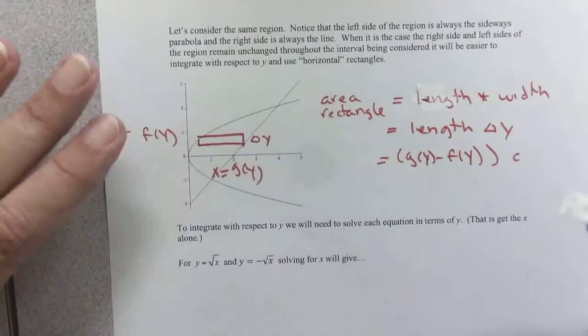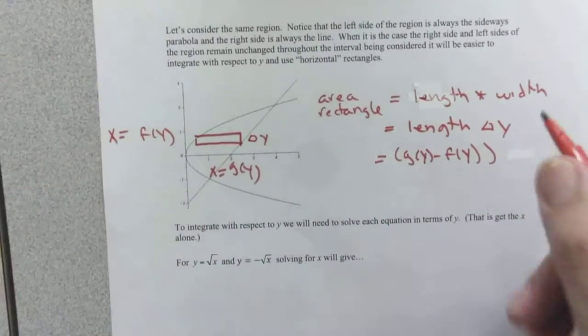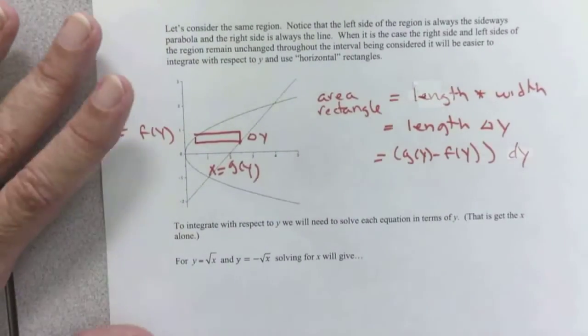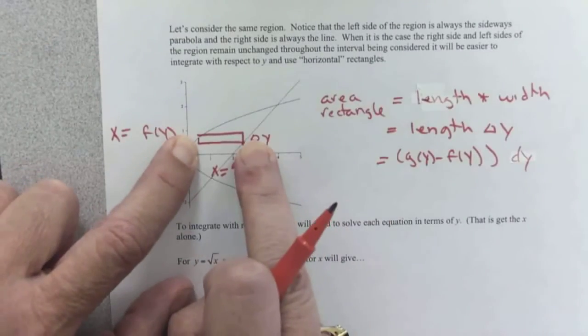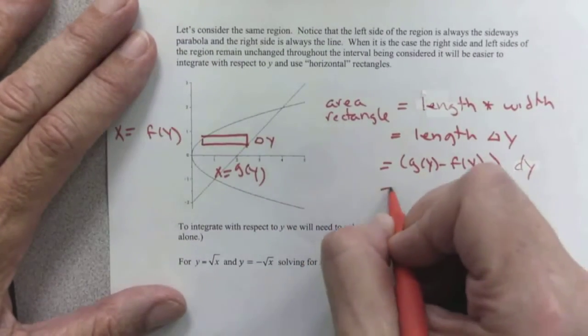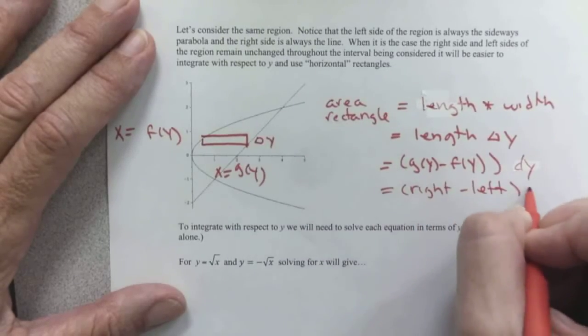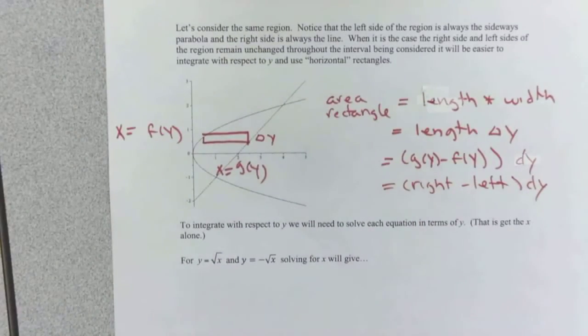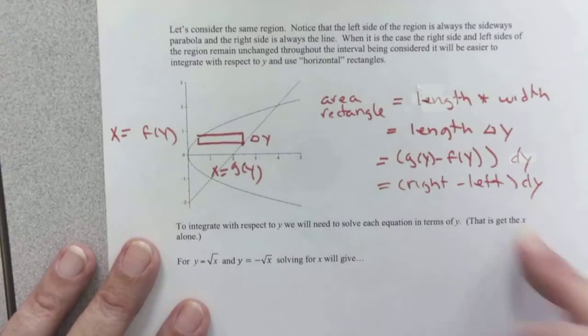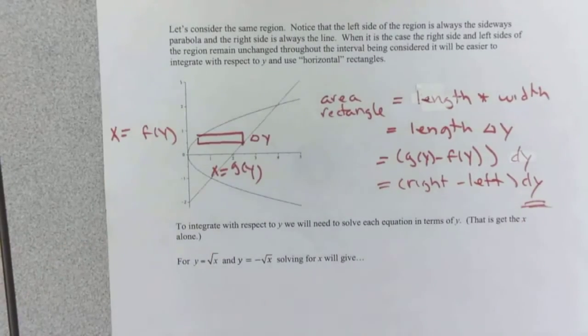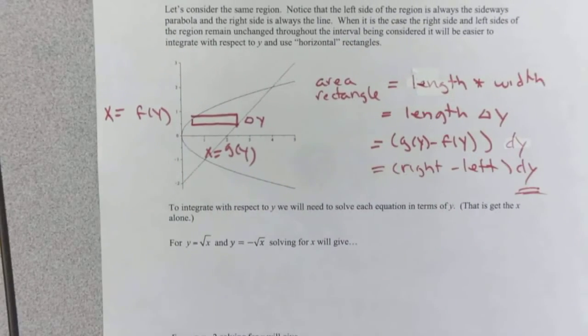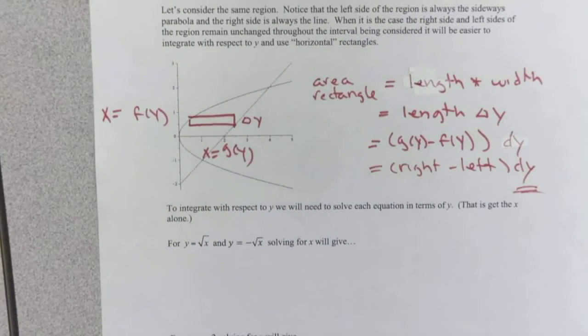Now notice, very importantly, I went right minus left. The way you get a horizontal distance is right minus left. And then if I did a Riemann sum, you would have the integral in terms of y, and then I switch to dy. And so we can integrate with respect to y.